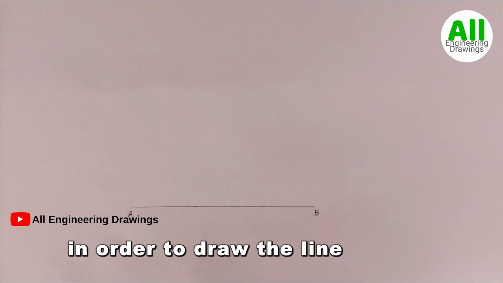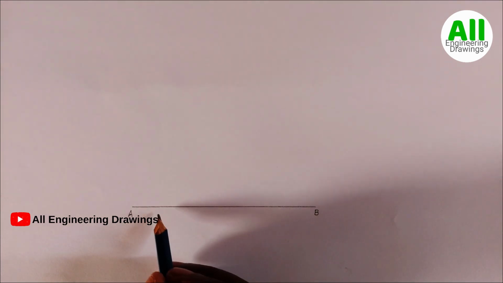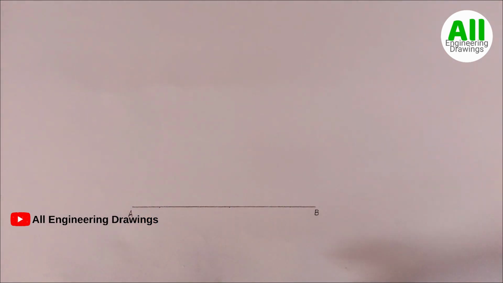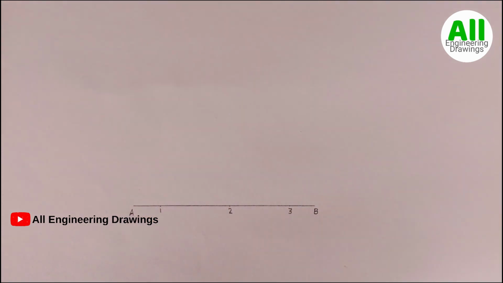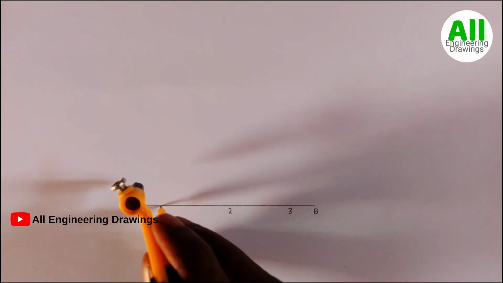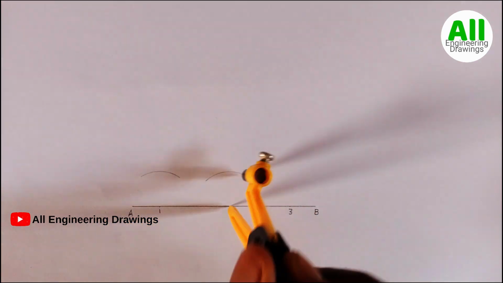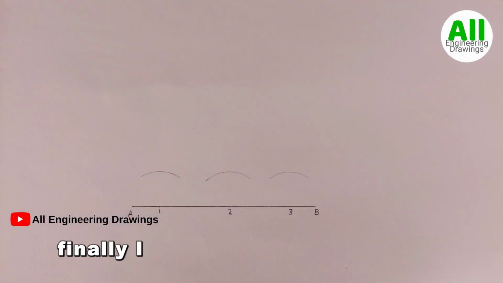In order to draw the line parallel, therefore I will mark 3 points on this line. But I also need to cut arcs with radius equal to the distance away of the required parallel line. Finally, I will complete the drawing.